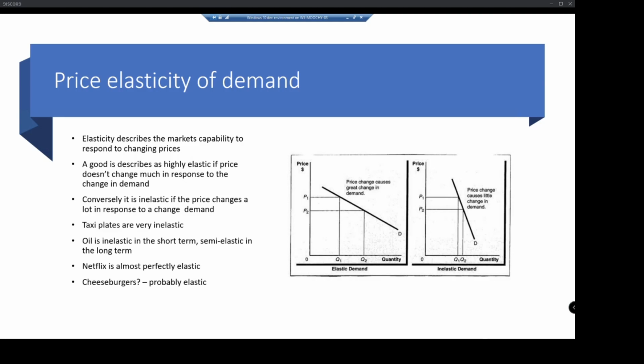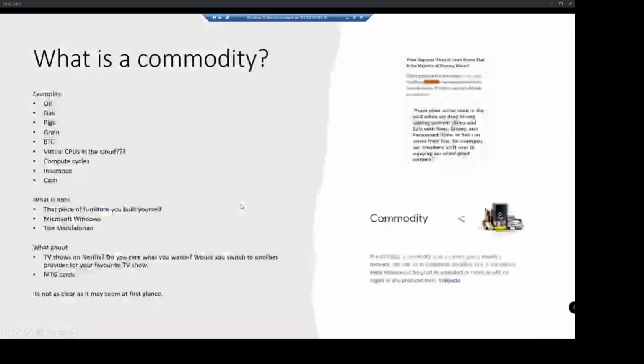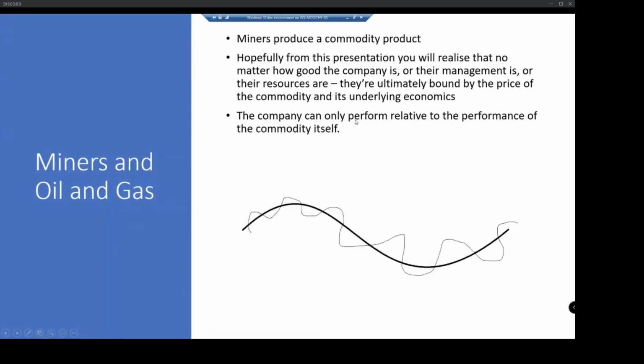Do we have any other questions on all that? I'm intending to do a mining one, maybe a week's time or something. This was a precursor to that because someone asked how to value a mining stock. So, like I say, to value a mining stock, you've got to understand what the commodity is they're producing and what the dynamics of that commodity are.